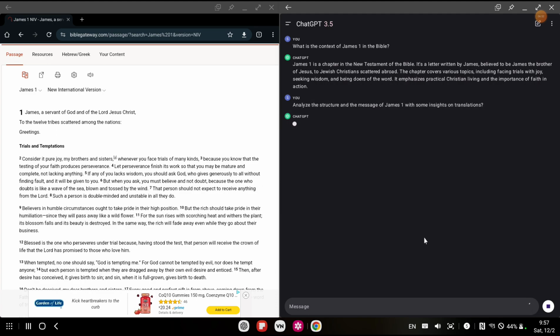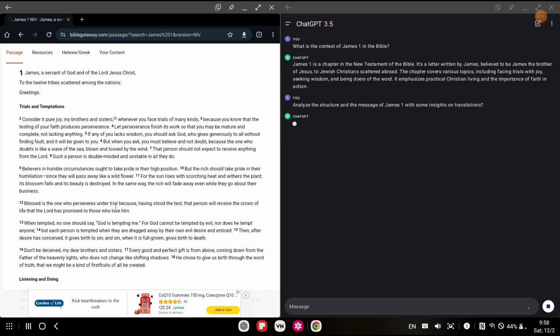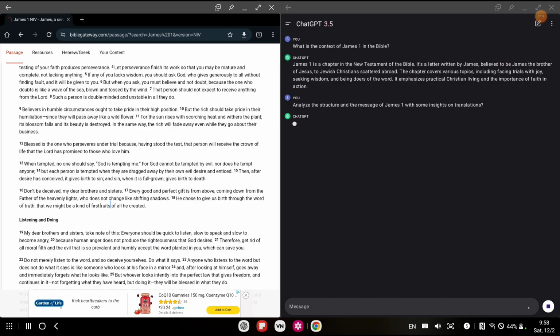But with that prompt, let's look a little bit. One thing I noticed personally is there are a lot of comparisons, like a sea, like a wildflower. Kind of more nature oriented too, like shifting shadows. First fruits. Not really.